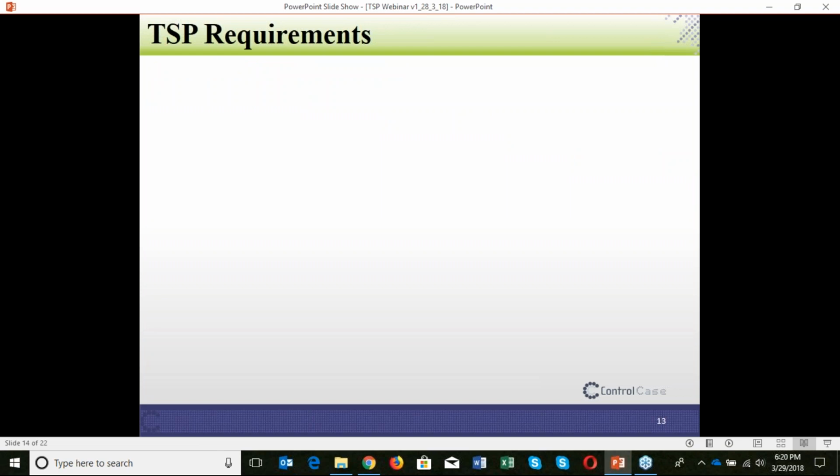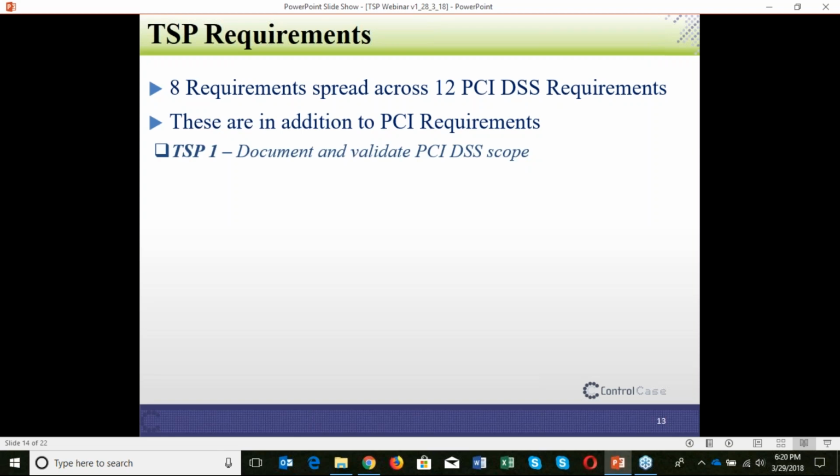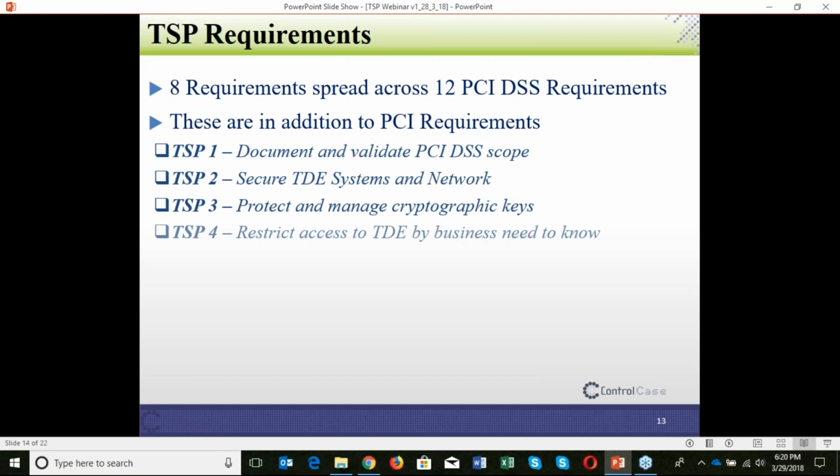So let's see how level on TSP requirements. There are 8 requirements which spread across 12 PCI DSS requirements. These are overlaps, or rather these are in addition to PCI requirements. We'll see as we move forward how these controls are mapped on various PCI DSS requirements. We will highlight the TSP requirements rather quickly.